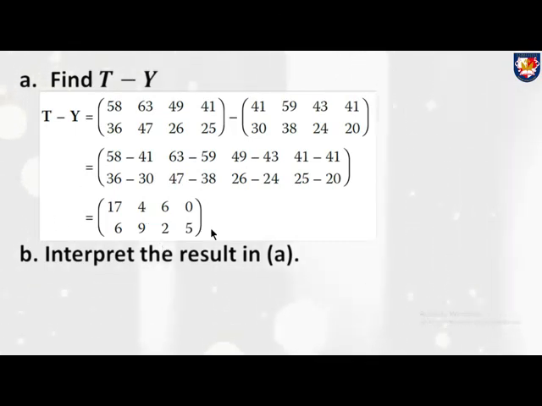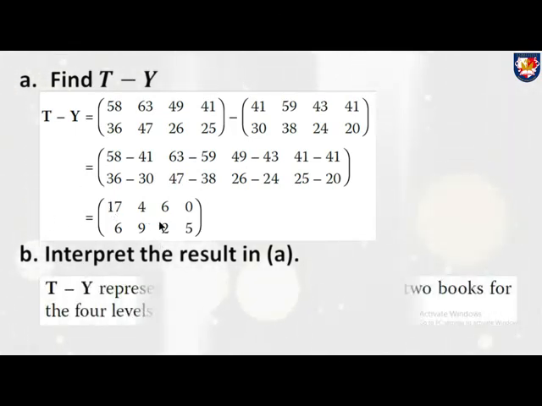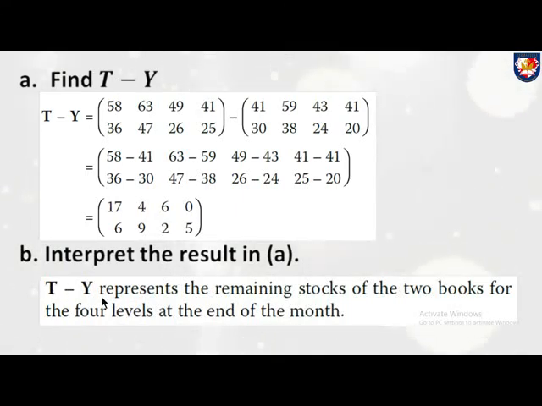What does this matrix represent? The matrix T minus Y represents the remaining stocks of the 2 books for the 4 levels at the end of the month, because T is the total number at the beginning of the month, and matrix Y represents the sold books. So matrix T minus Y is the remaining books in that month.